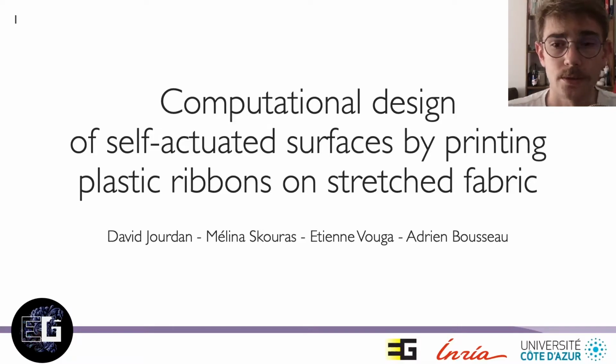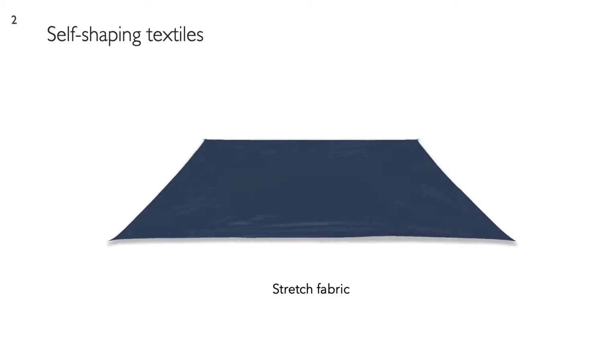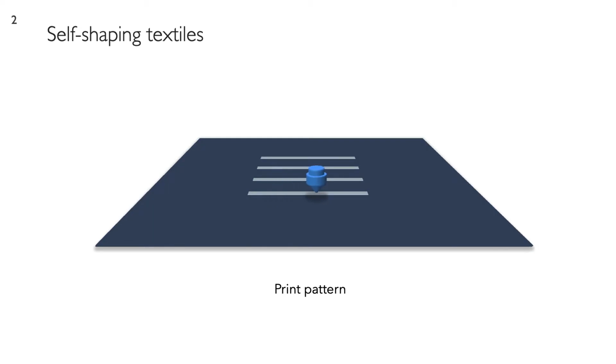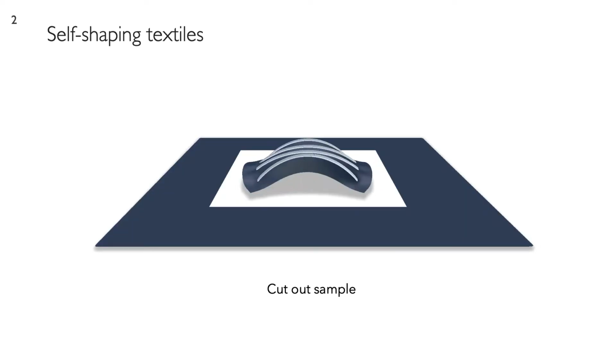The method consists in taking a piece of textile and then pre-stretching it as uniformly as possible. We then use a 3D printer to deposit plastic directly onto the stretch fabric so that when we release the textile, for example by cutting around it, it automatically pops out of the plane.